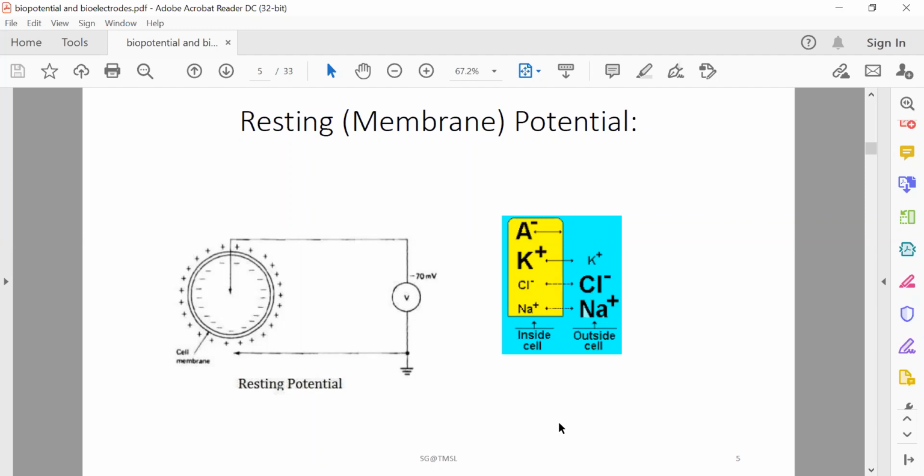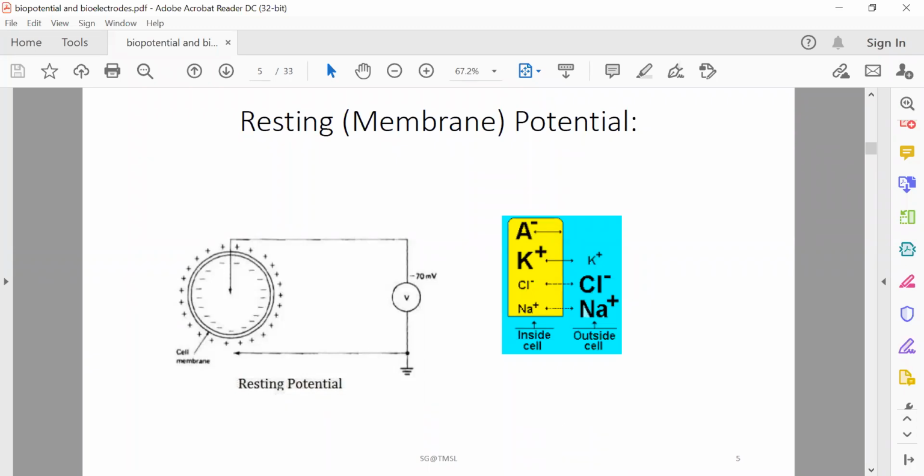Okay, and the resting potential basically ranges from minus 60 millivolts to minus 100 millivolts. And remember, a cell that is in the resting state is said to be polarized. This is the polarized condition. So that is the resting potential.